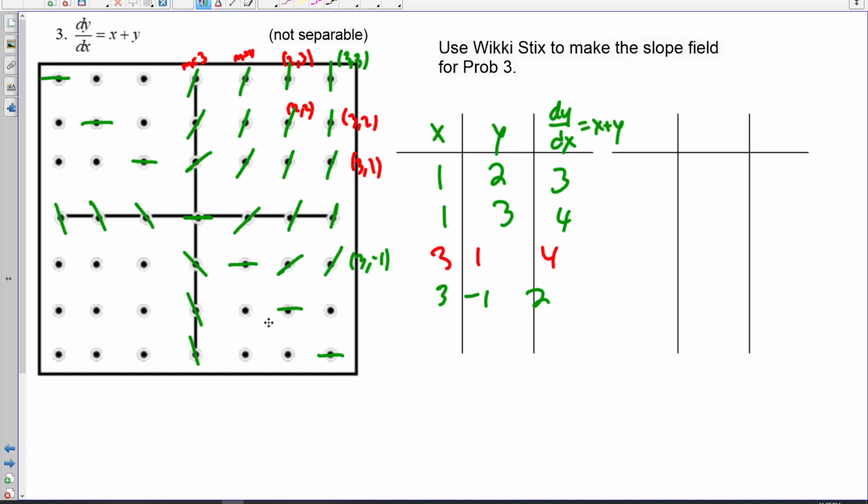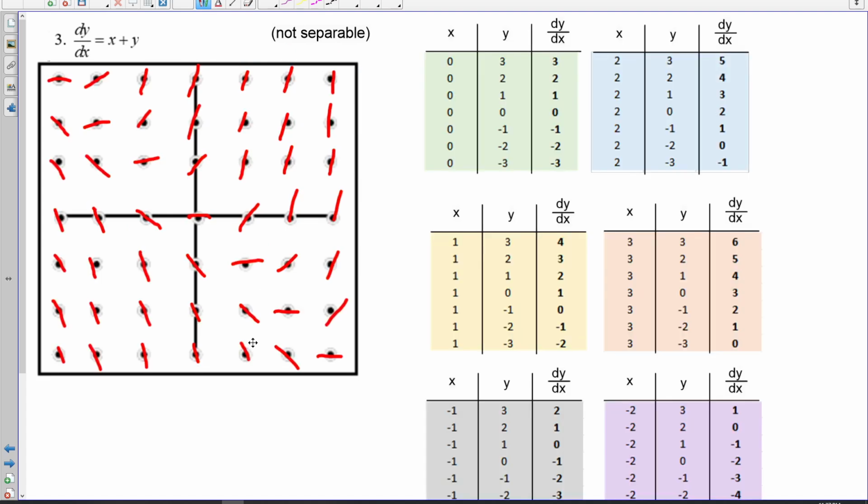This point right here is going to be 1, negative 2. So if I put 1 here and negative 2 here, that's a slope of negative 1, which is the same as this one right here. Okay, and you can see how to do this. I'm going to stop there. My next slide will show you all of the slopes done, and when they're all done, they look something like this.